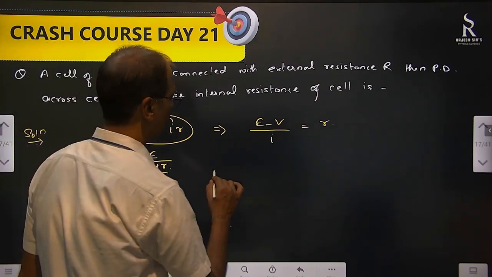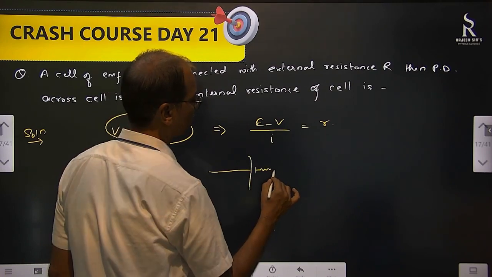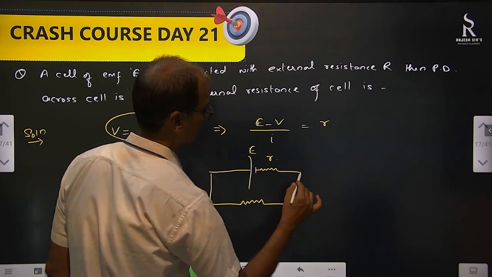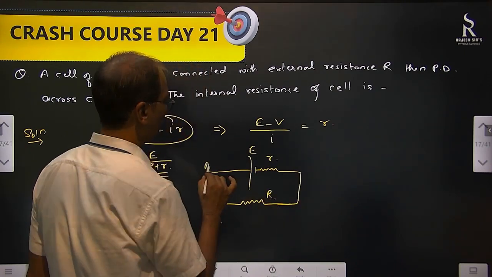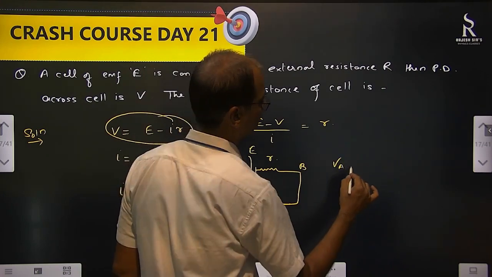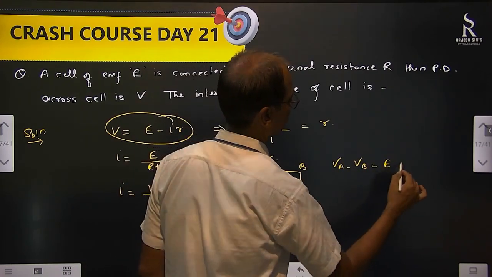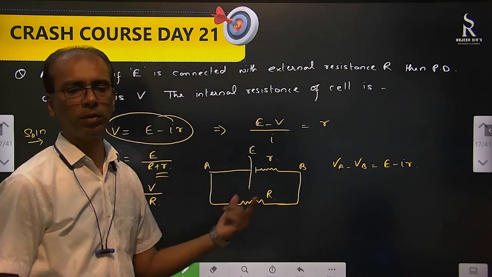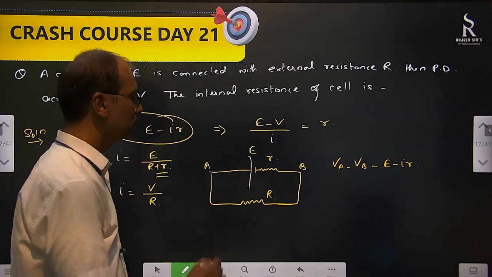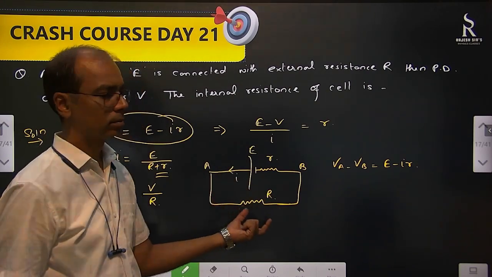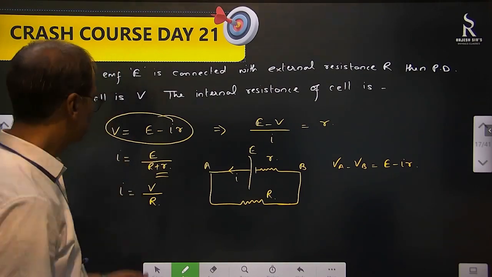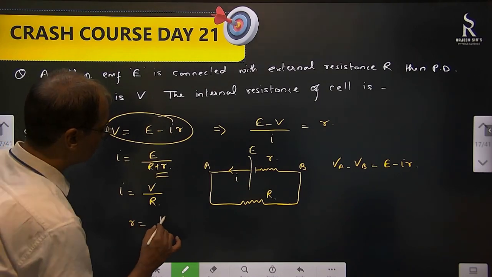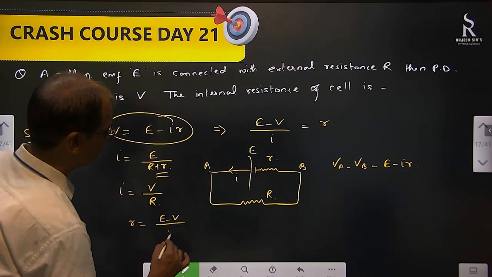How? Just see. There is this battery. Here is the internal resistance, and this is the external resistance. This is some A and B. So VA minus VB, we are saying, is E minus Ir. Now my question is, what is the potential difference across this battery? VA minus VB. So VA minus VB equal to what? IR, same current, no? Correct. So I is equal to what? V by R. So here I can write V by R, right? So small r will be equal to E minus V by V into R here.